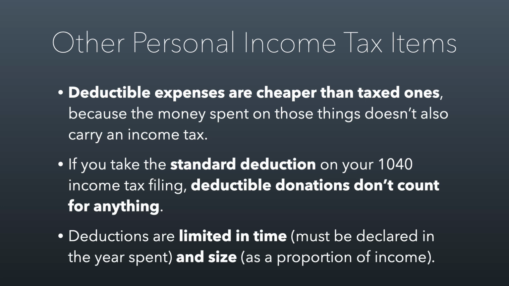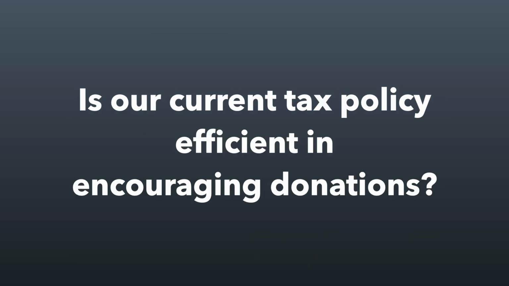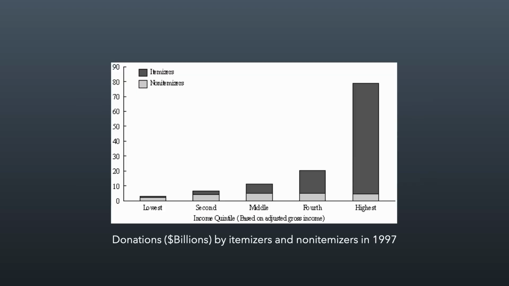So knowing these things, we need to explore this question. Is our current tax policy efficient in encouraging donations? Meaning by having deductions available to people when they make donations to reduce their taxes, are these deductions a good policy? Like, do we get a good bang for our buck as far as taxpayers go? And a way to think about this is how much money, how much tax revenue is the federal government giving up in order to incentivize people to give to charity? Well, let's start with this graph.